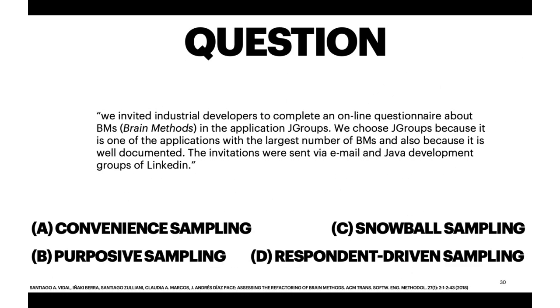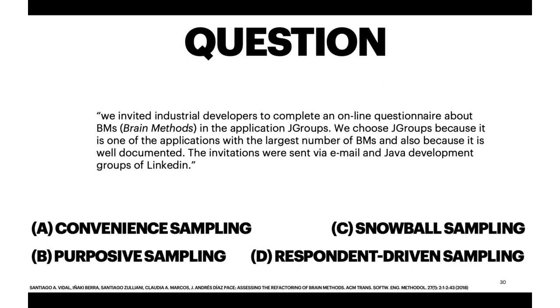The word because it is one of the applications with the largest number of BMs, and also because it is well documented. So those things indicate that there is a purpose. There is a reason why those developers have been set because this J groups application has been selected, and those reasons go beyond availability.